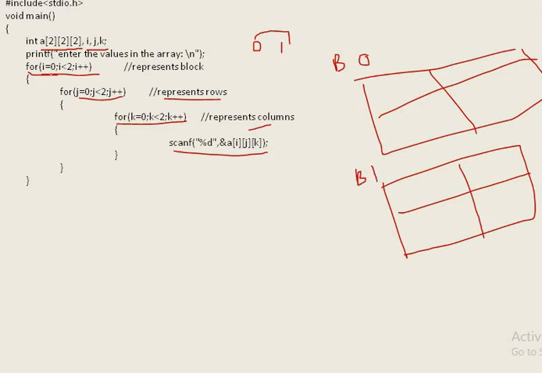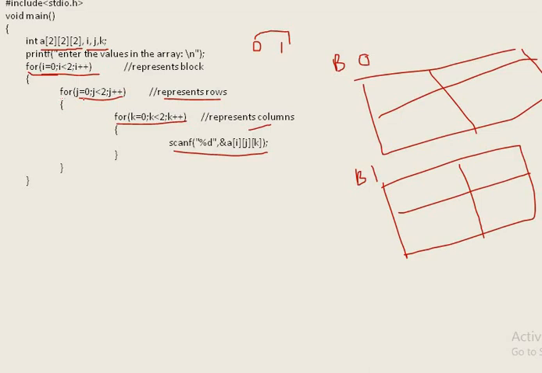So initially we have i equal to 0. i's value is initialized with 0, and if the condition is satisfied, it will enter into the inner for loop. So here i is initialized, i will be less than 2, and the second for loop will be executed for j equal to 0.